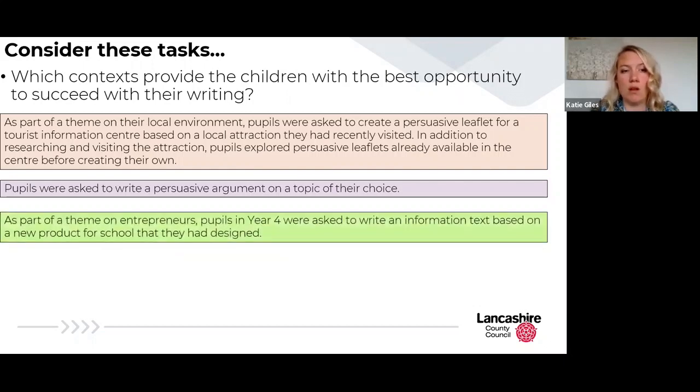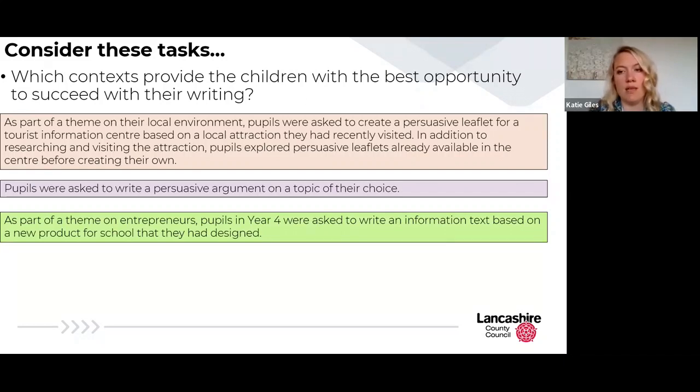If we look at the next one, as part of a theme on entrepreneurs, pupils in Year 4 were asked to write an information text based on a new product for school that they had designed. So with this one, in terms of the purpose, we've got that children are writing an information text based on a new product that they've designed, but we don't know who the audience is.